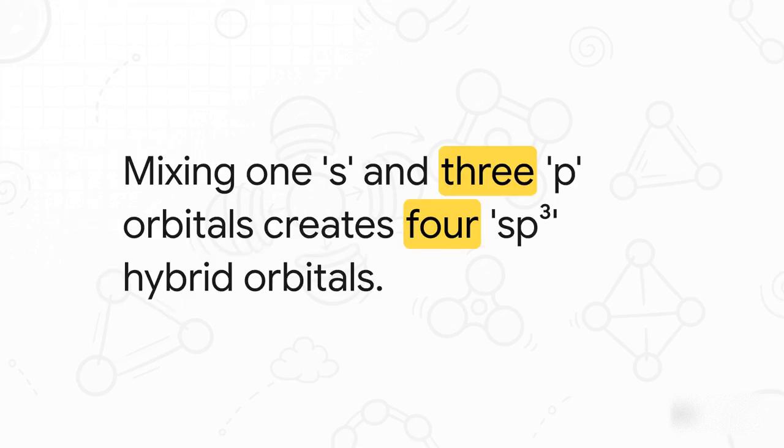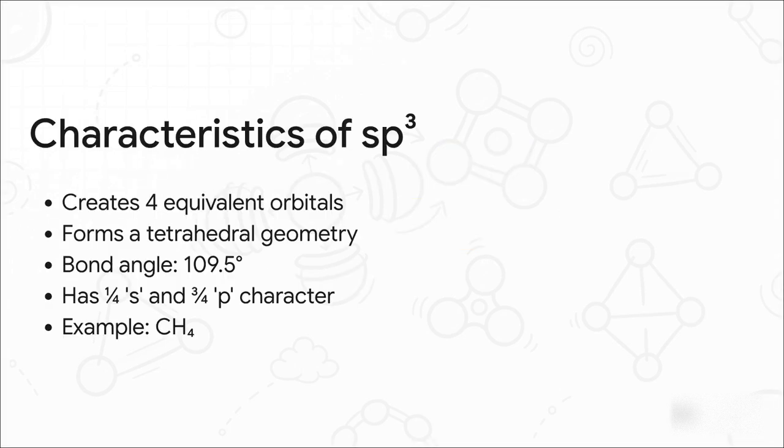Let's take it up another notch. Think about carbon in methane, CH₄. It needs to form 4 bonds. So what do we do? We mix its 2s orbital with all 3 of its p orbitals, and that gives us 4 new, identical sp³ hybrid orbitals. So how do 4 things get as far apart as possible in 3-dimensional space? They point to the corners of a tetrahedron. This arrangement gives us that classic bond angle, 109.5 degrees. And since we made these from 1 s and 3 p orbitals, we say they have 1/4 s character and 3/4 p character. This tetrahedral shape is literally the backbone of all of organic chemistry.